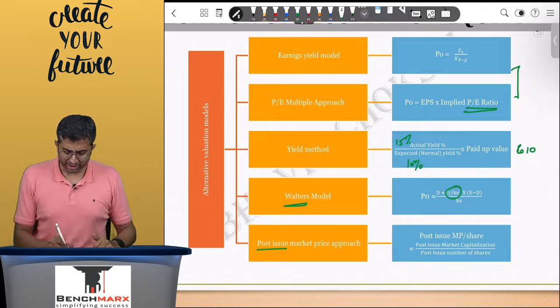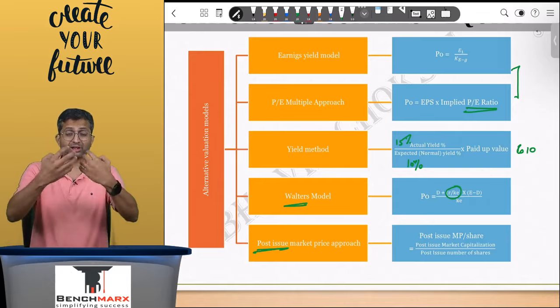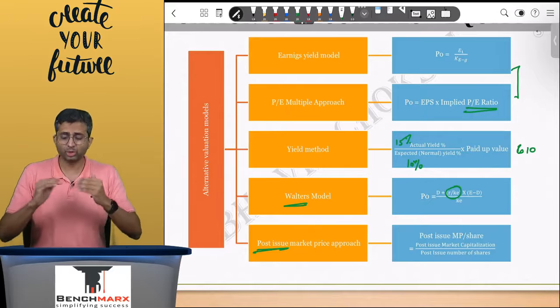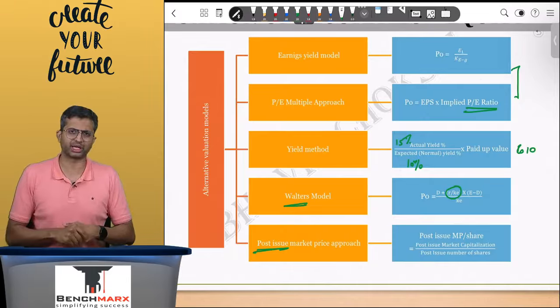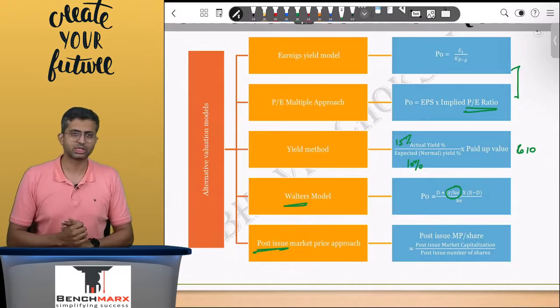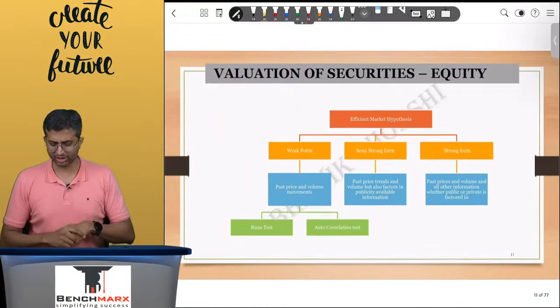In the post-issue market price approach, sometimes you have a lot of data about new fundraises or new projects that the company will take, in which case you will try to find the post-issue market capitalization and divide by the post-issue number of shares in order to find the post-issue market price per share. So these are various methods for equity valuation.